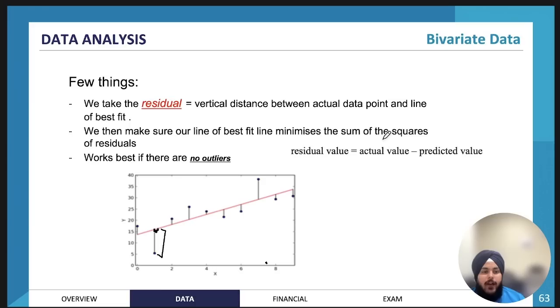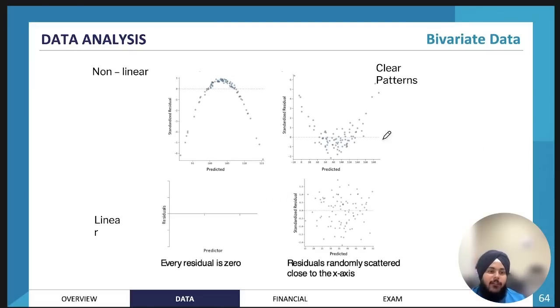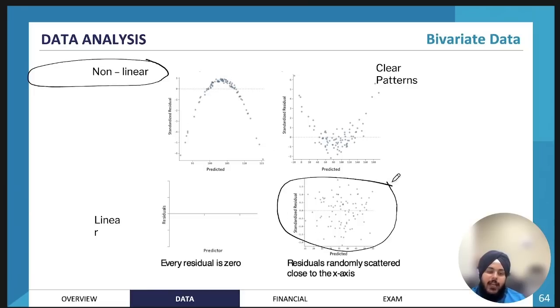Okay, and then once you have all your residuals for all the different data points, all the different x values, you can sketch a residual plot. The residual plot will look something along these lines. If there is a clear pattern in how the residual values are placed, we can say that the distribution is nonlinear. This is how we determine if something is nonlinear or linear: by determining whether the residual plot has a clear pattern or something like this, just a random scatter. Random scatter means that the residuals are close to the x-axis and that there is no inherent pattern.